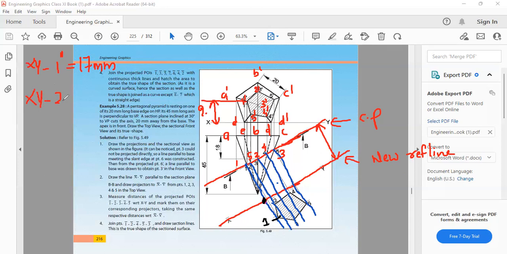Then XY line to 2 dash. What is the value? 25 mm. So take 25 mm in the compass. This center line is the 2 line, the cutting point 2 line. So with this as center, cut here. I will get 2 here. 25 millimeter is the distance.